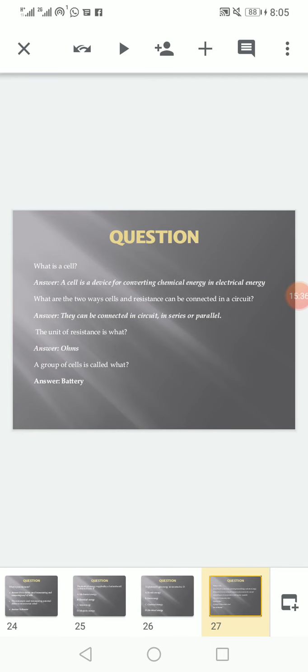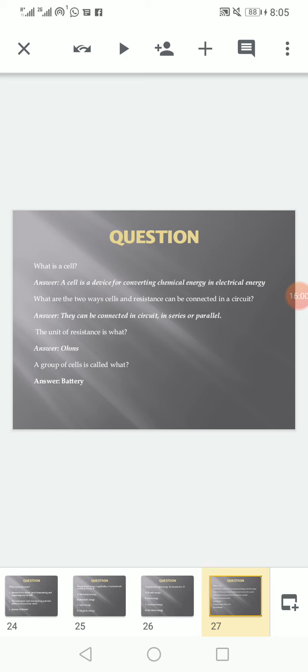Question again, what is a cell? A cell basically is a device for converting chemical energy into electrical energy. The device for converting chemical energy into electrical energy is called a cell. The next question says, what are the two ways cells and resistances can be arranged in a circuit? Cells and resistances can be arranged in series or parallel.